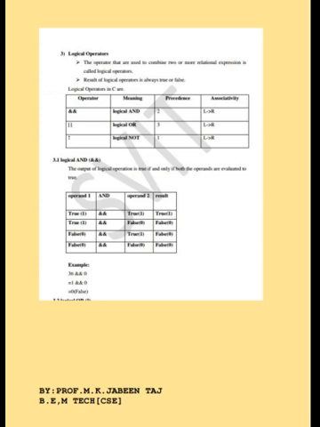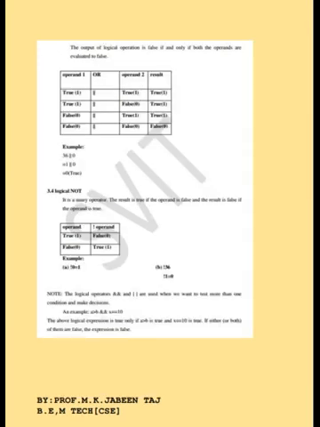Logical AND, double ampersand. The output of logical operation is true if and only if both the operands are evaluated to true. See the figure. Now let us see logical OR, double pipeline. The output of logical operation is false if and only if both the operands are evaluated to false. See the figure and example.